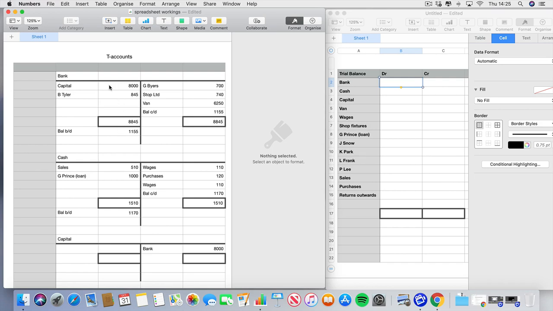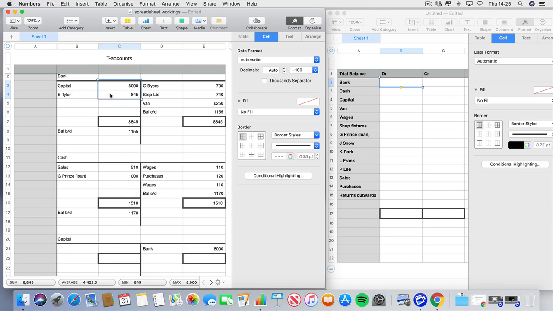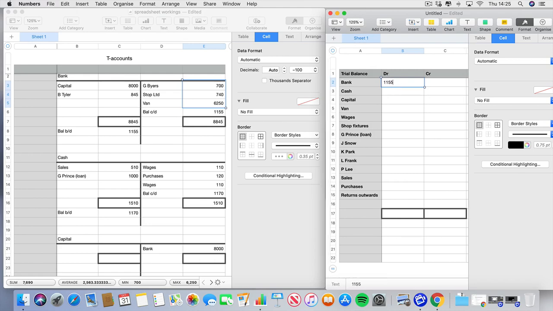So just to explain that a bit more, we had 8,845 come into the bank account, and going out of the account we had 7,690. So we've got 1,155 left in the account. That's where our account stands at the end of this period. So we have a plus balance, a debit balance of 1,155 in the account. As you can see there, the balance brought down is the balance that we use. 1,155 debit. So in our debit column goes 1,155.